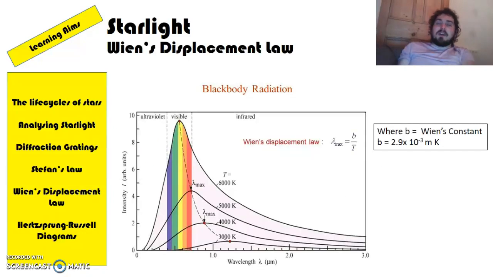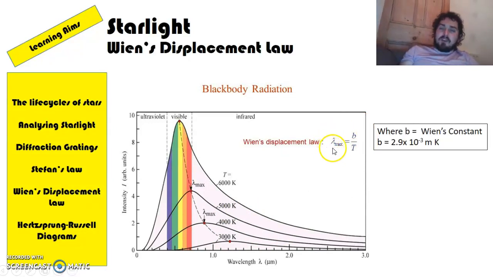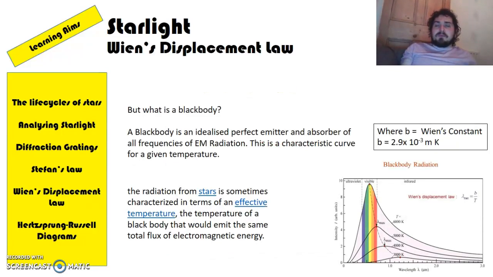Particularly the peak value of the wavelength that's being emitted, that is defined by the temperature. You'll note that lambda max times T is a constant, and so for any given value of T you must have a fixed value of peak wavelength, regardless of what substance it is. Assuming it can be idealized as a black body, it does work. So we say that the radiation from stars is characterized in terms of an effective temperature, the temperature of a black body that would emit the same total flux of electromagnetic radiation.